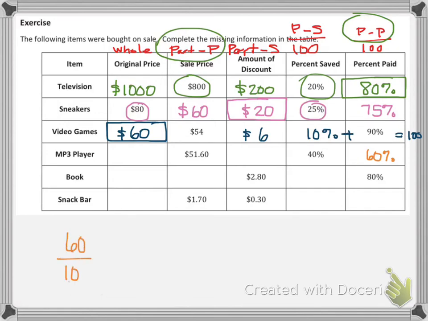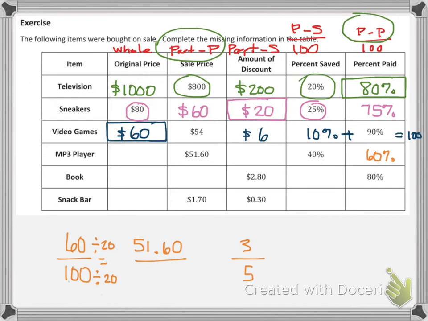60% means 60 per 100, and the part that I pay is $51.60. All right, and I need the whole. So I'm going to, I don't see a nice constant here, so I'm going to simplify. And it looks like I can divide both of these by 20. So 60 divided by 20, and then I'm going to do 100 divided by 20, and we'll see what we got. We've got 60 divided by 20 is 3, and 100 divided by 20, that is 5.